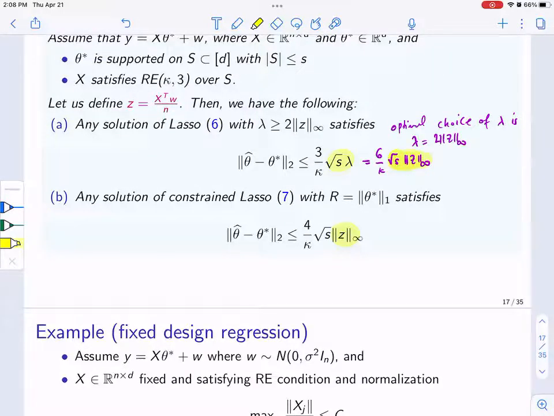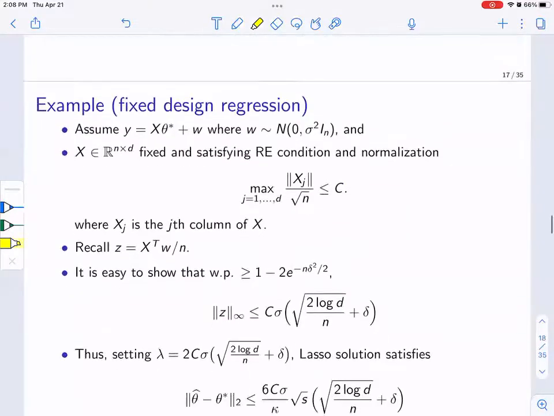Rather than the L2 norm, we have the L infinity norm. If you want to make it a little more precise, we can consider the setting where the noise is Gaussian with variance sigma squared for each coordinate and independent, or basically IID. So W is W_i, i from 1 to n, and the W_i are IID Normal(0, sigma squared). This is the standard regression assumption.